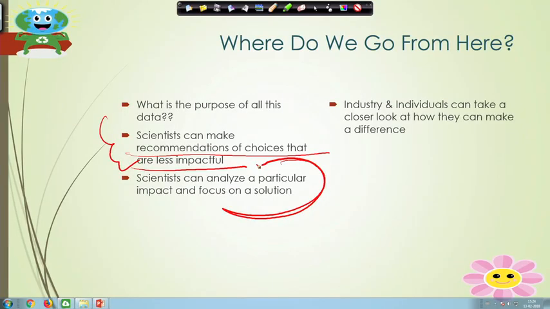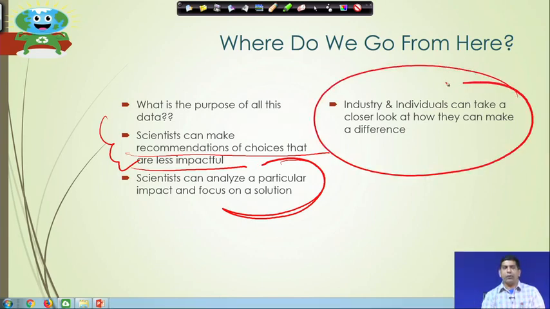And EIA, as most of you may already be aware, starts with a baseline. For any new construction or new project, you see what could be the other impacts coming because of that. So, scientists analyze a particular impact and can focus on a solution, then industry and individuals can take a closer look, so they can try to come up with a better product. As I was starting to tell you, for the smartphone or any product for that matter, they can look at how they can make a difference in the environmental performance of their product.